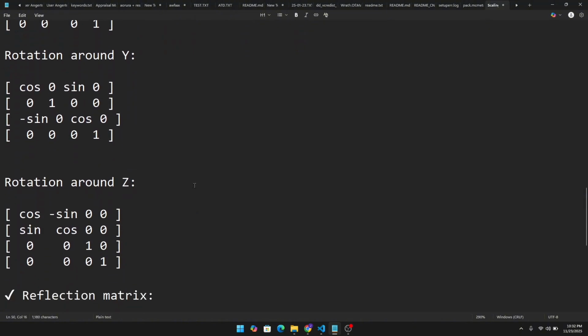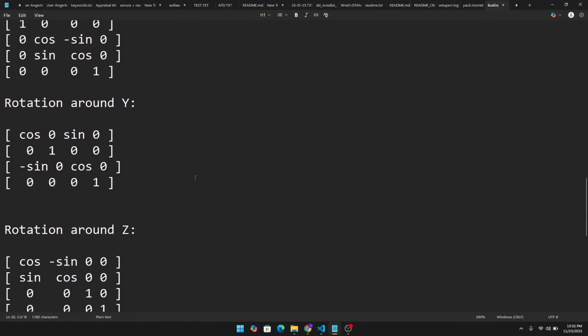Now onto rotation around the y-axis, where x and z change. So x equals x times cosine plus z times sine. Then z will be negative x times sine plus z times cosine. This will be our matrix.